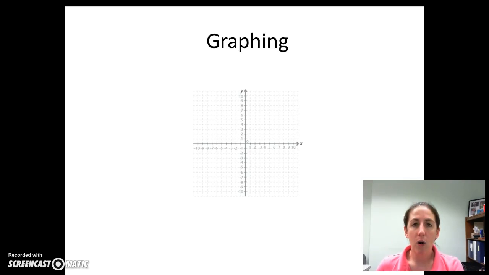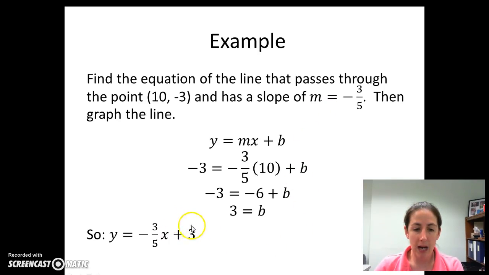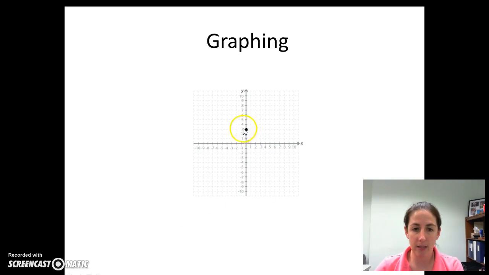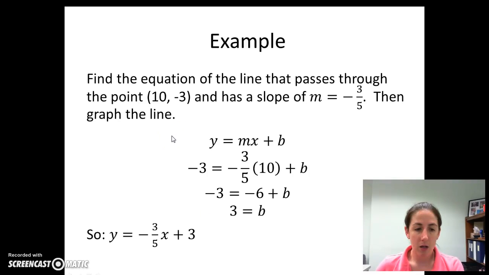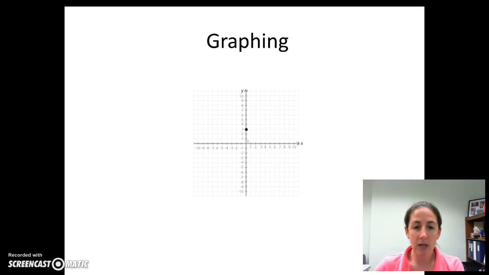So how do we graph it? Well, look back here. We know that the y-intercept, this is the y value of the y-intercept. So we know that the ordered pair (0, 3) is on the graph. So we can plot that point. Now the slope, if you recall, was negative 3/5. So negative 3 over 5 would mean rise is negative 3, go down 3, 1, 2, 3, and your run is a positive 5, right? 5, 1, 2, 3, 4, 5. Plot a point here. Down 3, run 5.